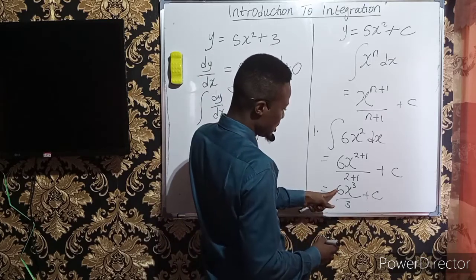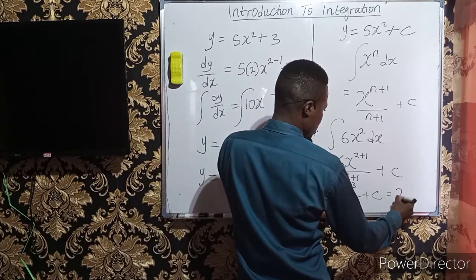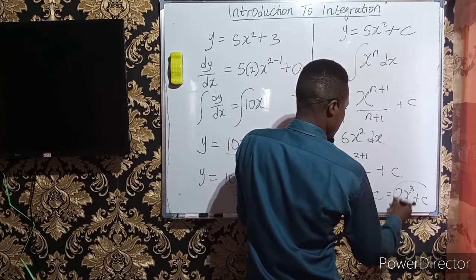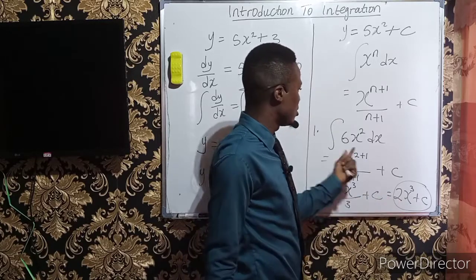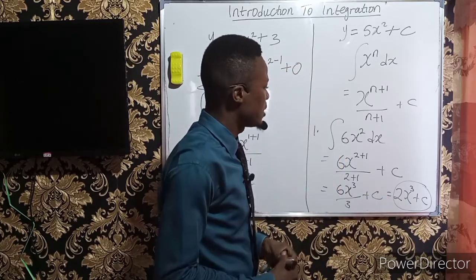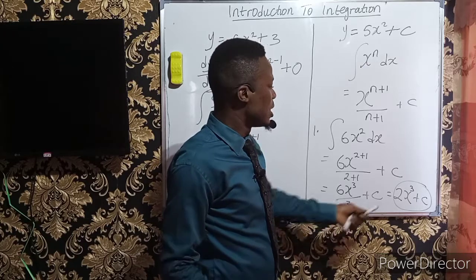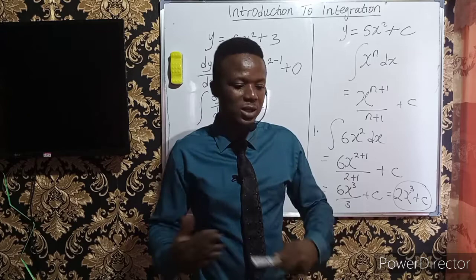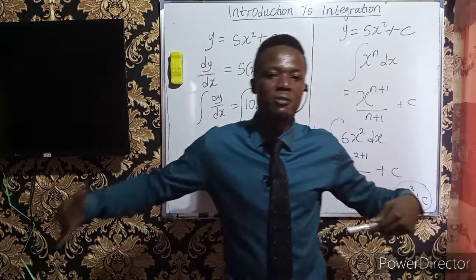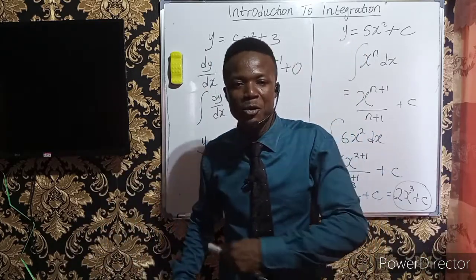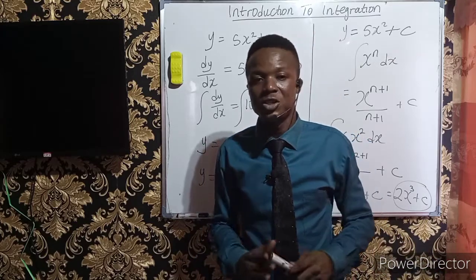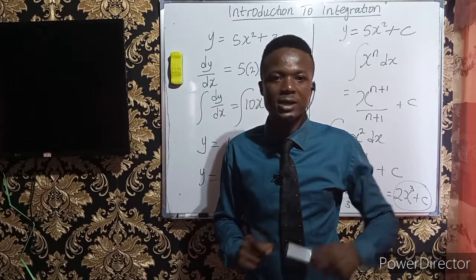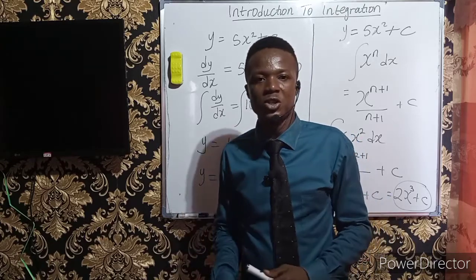Okay, now 6 divided by 3 will give us 2. So this is just 2x to the power of 3 plus the constant of integration. So this is just the integral of this particular function. So you've now seen how to integrate a function, and when I differentiate this again, I will still get this thing back again. So you can see that integration and differentiation are just cat and dog. Whatever differentiation destroys, integration builds it back again. And that is why I told you that integration is a converse of differentiation.